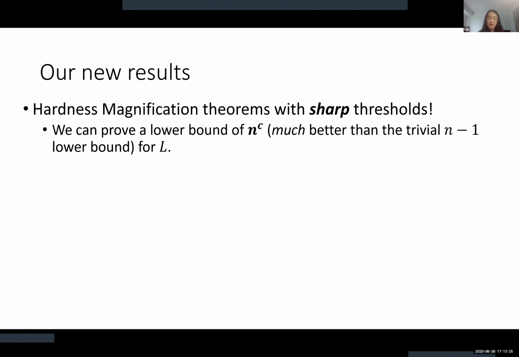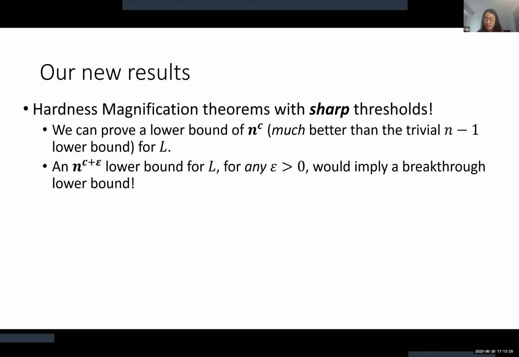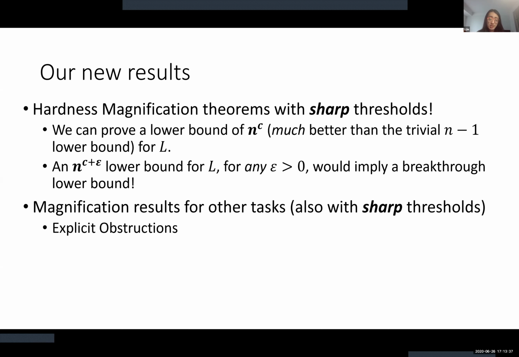We can prove a lower bound of n to the c for some task L. And an n to the c plus epsilon lower bound for any epsilon would imply a big breakthrough lower bound, like NP not in P/poly or NP not in NC1. And we also get some magnification results for other tasks, also with sharp thresholds.